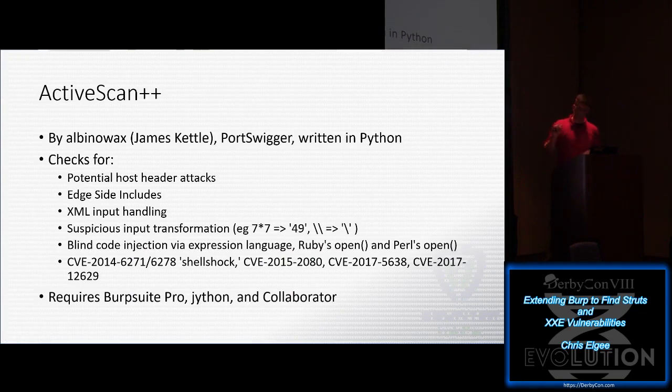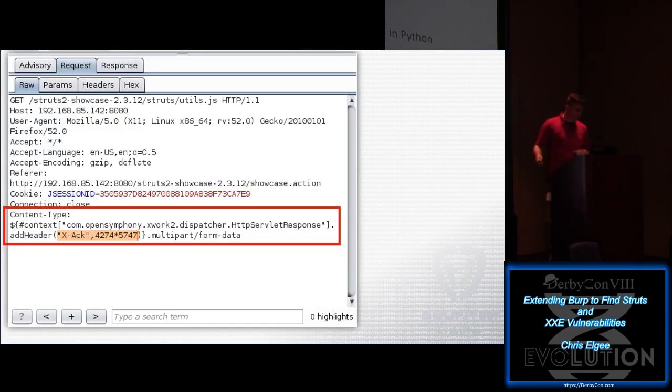It does require Burp Pro, I'm sorry. It's $350 a year. Also, Jython is a Java Python interpreter that lets you use Python code in Burp, and also Burp Collaborator. We'll come back to Burp Collaborator in just a second.